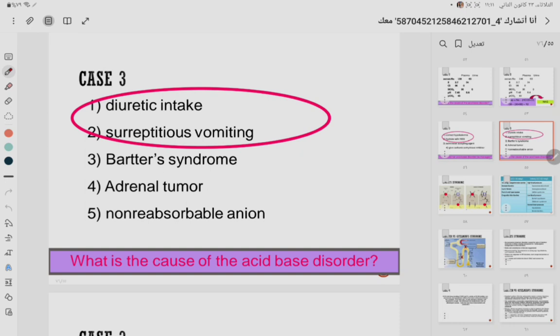thiazide-like, and we have the Gitelman. This one is affecting the Gitelman. Bartter is the thiazide-like, not furosemide-like. Okay, I will tell you about that in the next slide. Next.